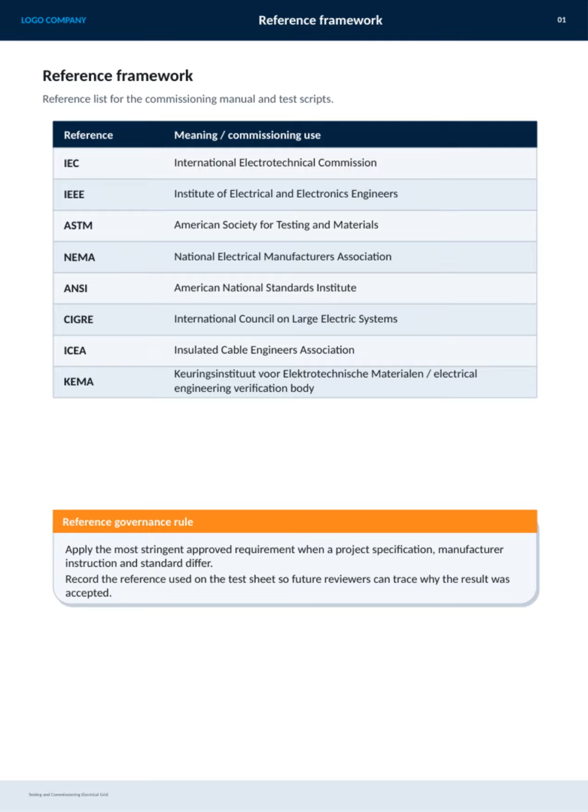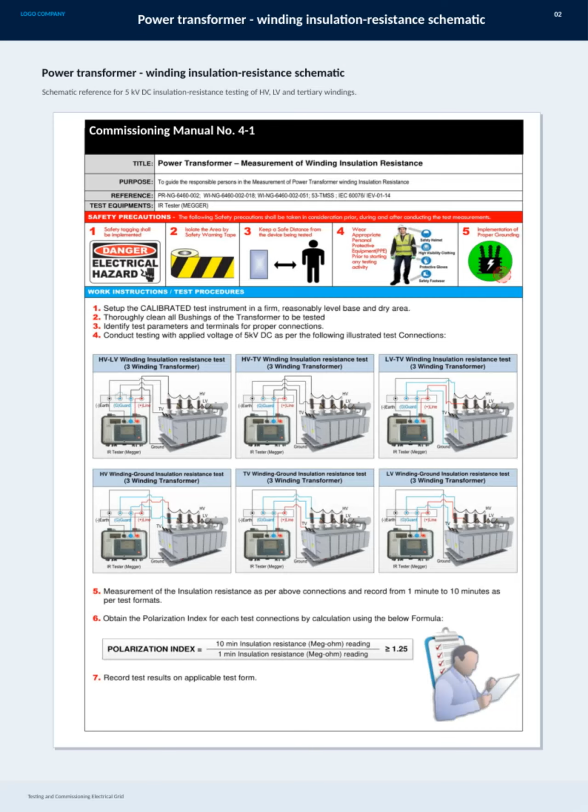A crucial governance rule here is to always apply the most stringent approved requirement whenever there is a conflict between project specifications, manufacturer instructions, and established standards. It's also important to document which reference was used on the test sheet. This practice allows anyone reviewing the results in the future to understand the basis for acceptance and ensures full traceability in our commissioning process.